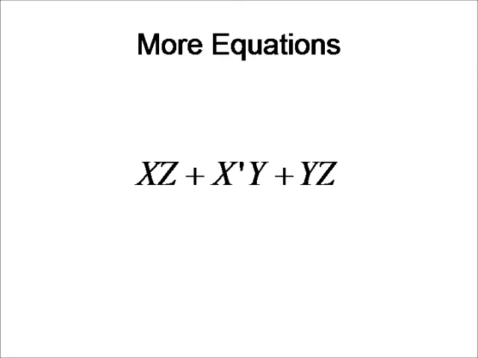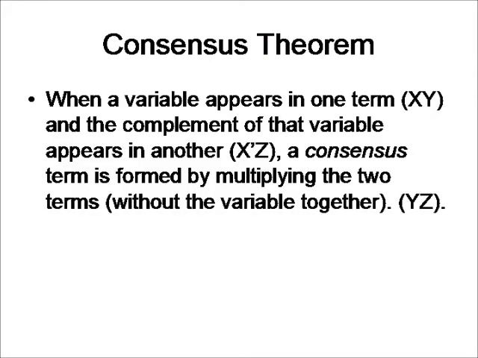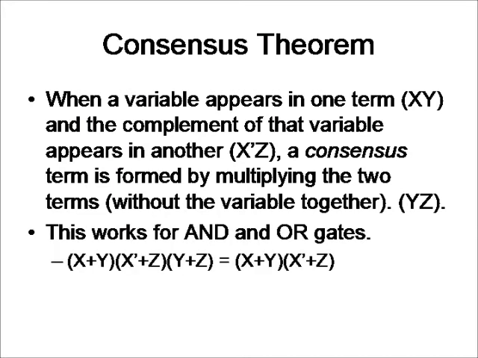Why is the yz redundant? Well, this is a phenomenon that is known as the consensus theorem. In the consensus theorem, when a variable appears in one term, in this case xz, and the complement of that variable appears in another, in this case x naught y, a consensus term is formed by multiplying the two terms, that is, without that particular variable, together. In this case, we take out the x and we combine the two terms together, which turns out to be yz. And this works as well for OR gates.